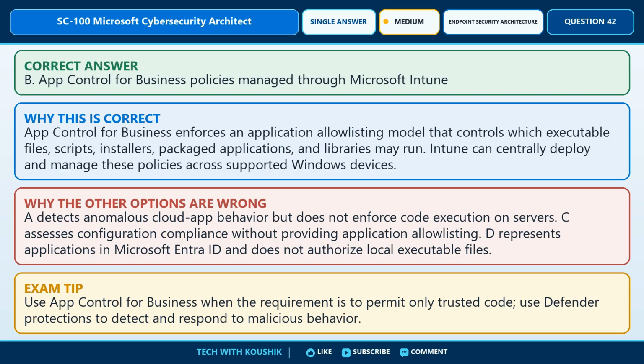Why are the other options not correct? A detects anomalous cloud app behavior, but does not enforce code execution on servers. C assesses configuration compliance without providing application allow listing. D represents applications in Microsoft Entra ID and does not authorize local executable files. Exam tip: use App Control for Business when the requirement is to permit only trusted code. Use Defender protections to detect and respond to malicious behavior.